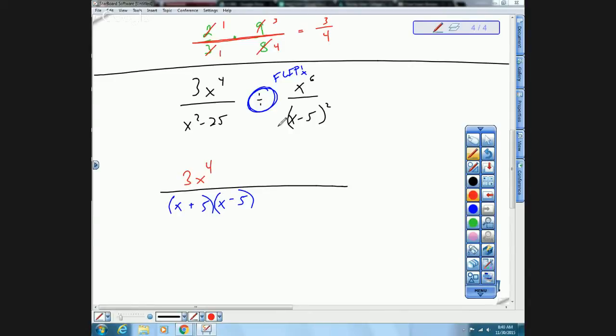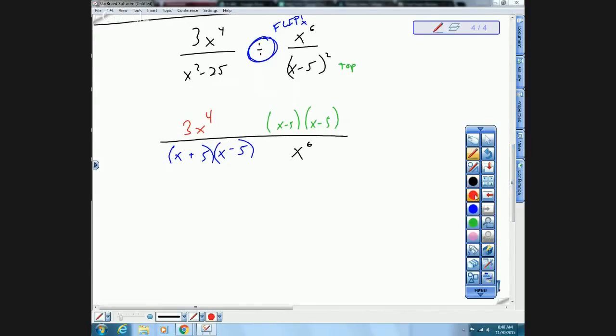Okay, so now when I go to flip this one, this is actually the top, right? So x minus 5 squared, I'm just going to rewrite it as x minus 5 times x minus 5. Because I know that's what squared means. And then the x to the 6 comes to the bottom. So now crossing stuff out, and cross out the x minus 5. I have 4 x's and I have 6 down here, so that leaves me with 2. So on the top, I'm left with a 3 and an x minus 5. On the bottom, I'm left with an x squared and an x plus 5.